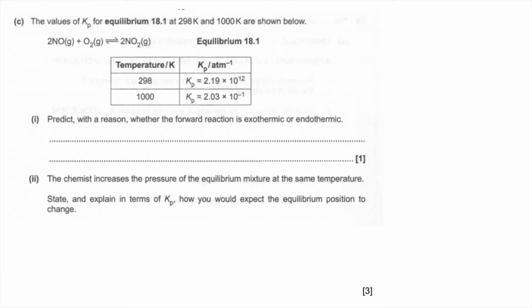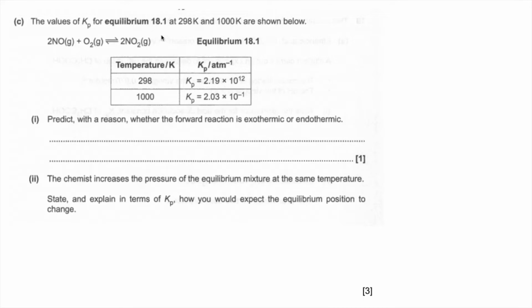So moving on to part C now. It's the same equilibrium, but we're now dealing with Kp. We've got to use these Kp values at the 2 different temperatures to decide whether the forward reaction is exothermic or endothermic. So if you see what's happening, the temperature's going up, Kp is going down.